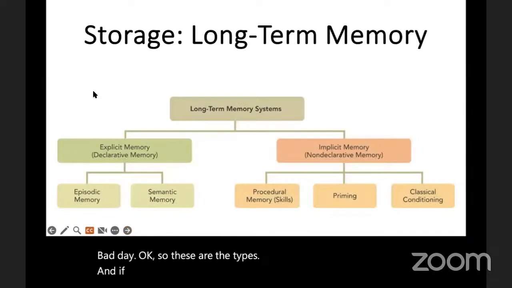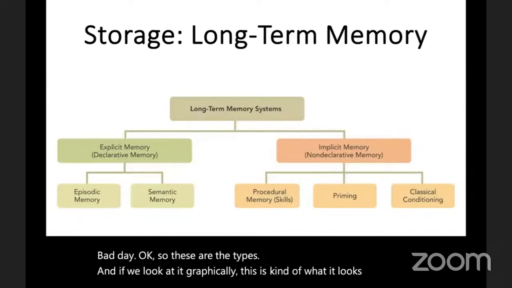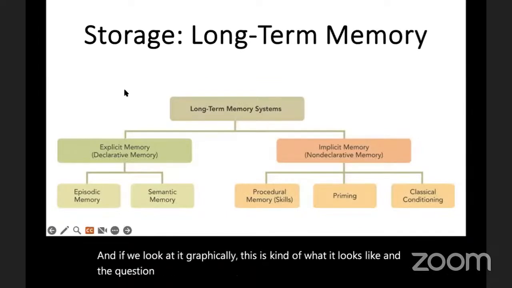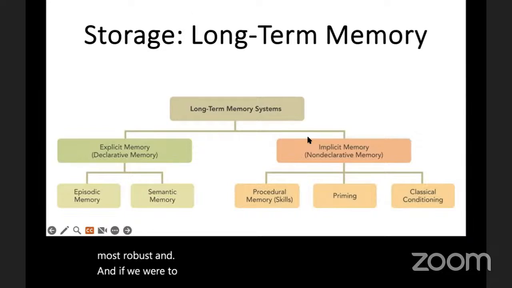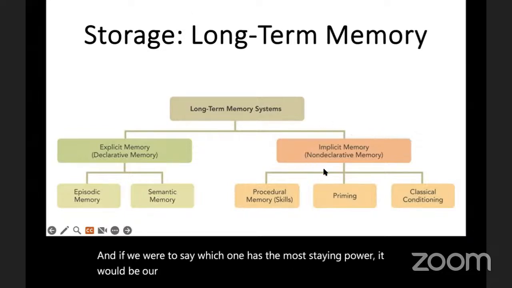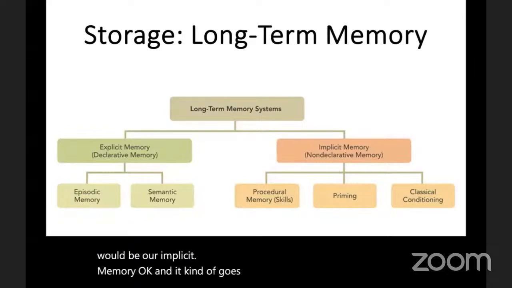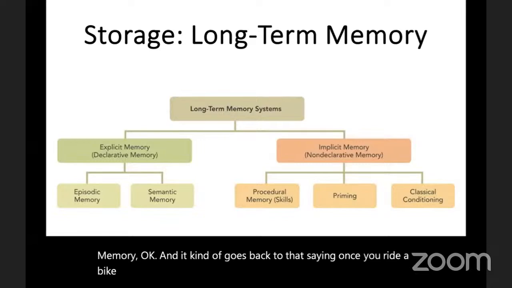And if we look at it graphically, this is kind of what it looks like. And the question becomes, okay, so of these memory systems, which are the most robust? If we were to say which one has the most staying power, it would be our implicit memory, okay? And it kind of goes back to that saying, once you ride a bike, you'll always be able to ride a bike, whether it's 20 years later or 5 years later or the next day.